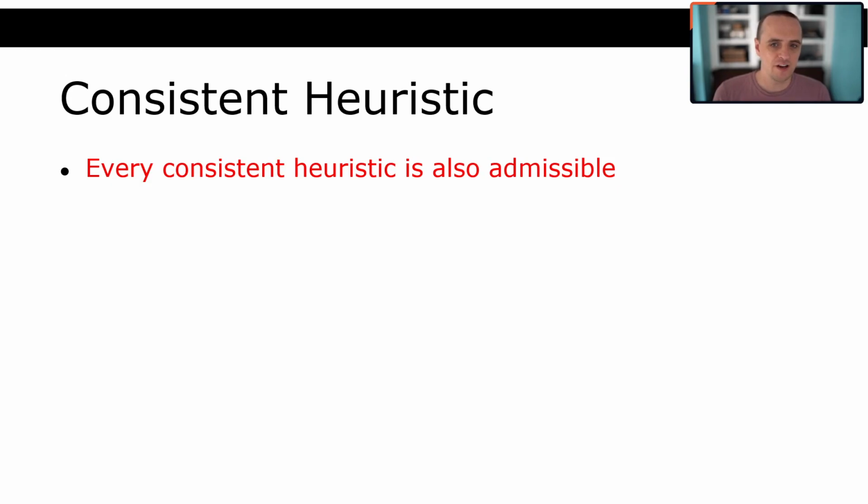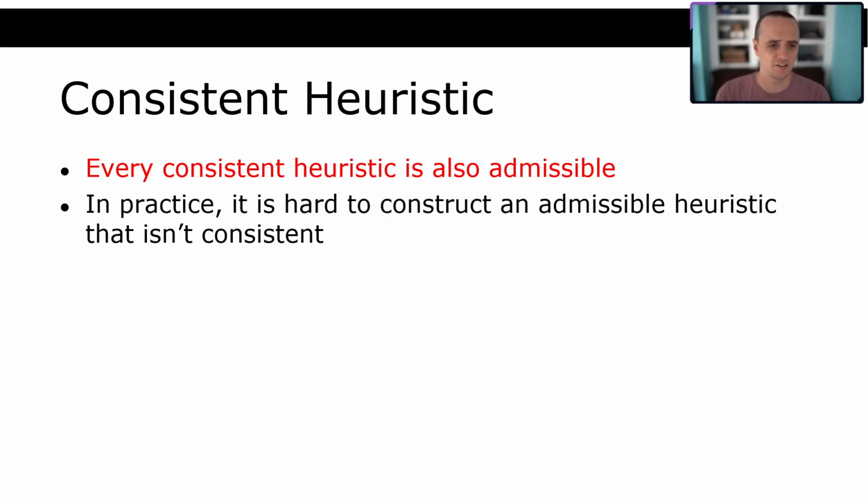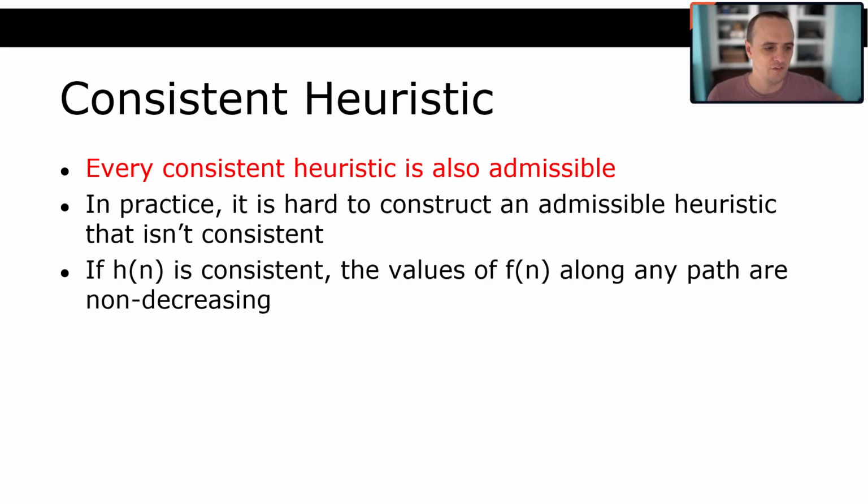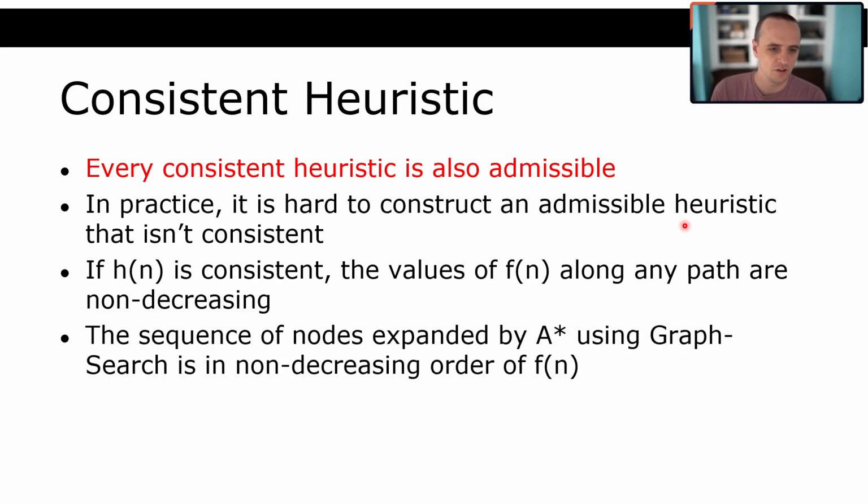All right. Every consistent heuristic is also admissible. So consistency in your heuristic is a stronger condition than admissibility. In practice, though, it's actually kind of hard to construct an admissible heuristic that isn't also consistent. So if h of n is consistent, the values of f of n along any path are non-decreasing. That's very important, okay? So it means that as we expand new nodes, f of n is never decreasing. So the sequence of nodes expanded by A star using graph search is in non-decreasing order of f of n.